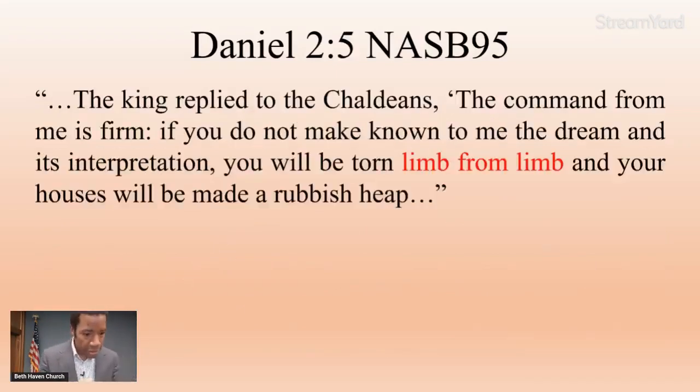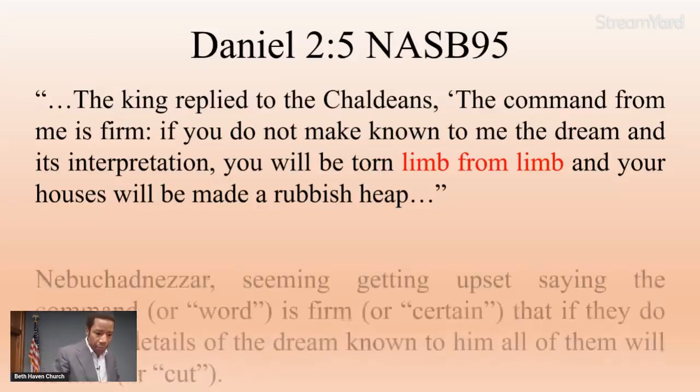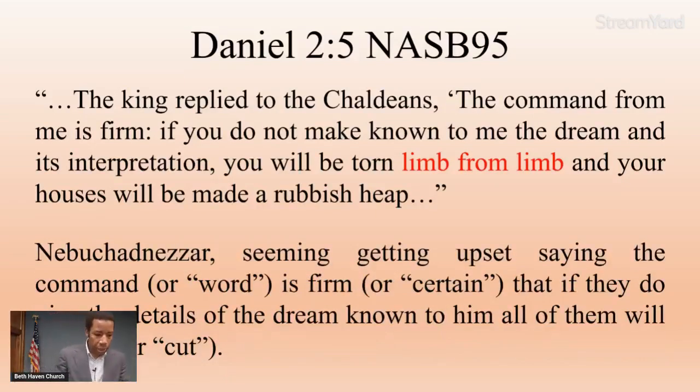In verse 5, he says this, the king replied to the Chaldeans, the command from me is firm. If you do not make known to me the dream and its interpretation, you will be torn limb from limb, and your houses will be made a rubbish heap. Wow, that's rather extreme. However, this is kind of different. Nebuchadnezzar, seemingly getting upset, says the command or word is certain. He's not backing down from this. Not only do you need to tell me what the dream is, I'm not going to tell you what it is. You need to tell me what it is.